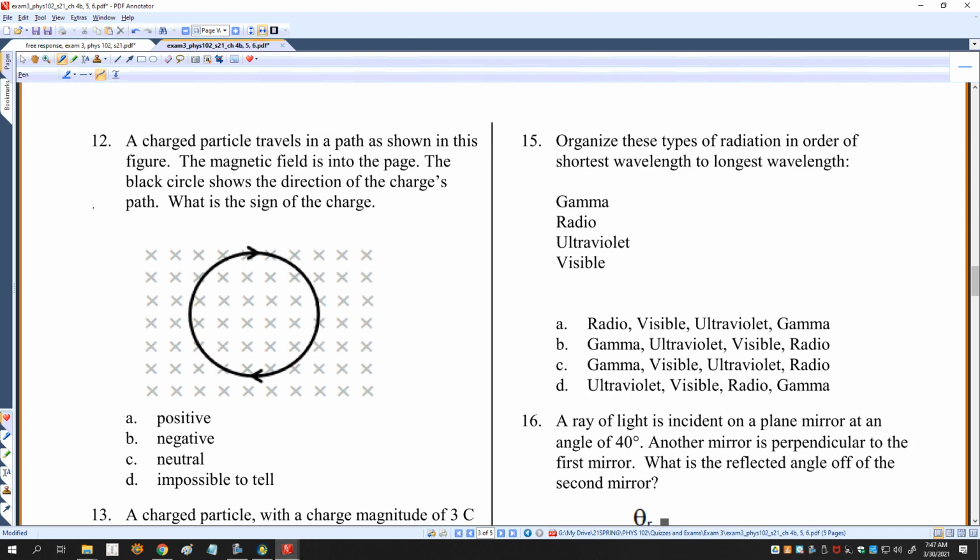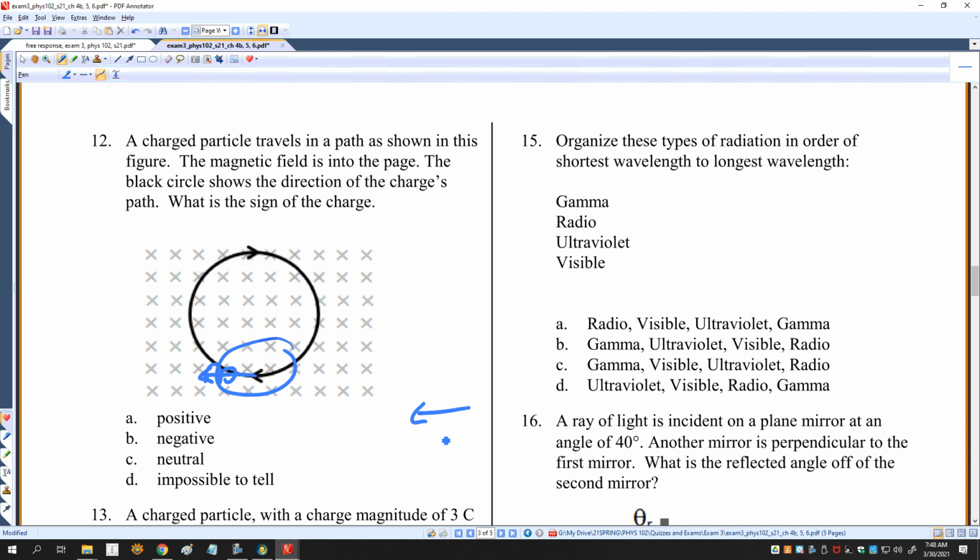A charged particle travels in a path as shown in this figure. The magnetic field is into the page. It shows the direction of the charge's path. What is the sign of the charge? So I have this particle that is traveling in a circular pattern. I'm just going to take a piece right here. I'm going to imagine this part right here. I'll redraw it over here.